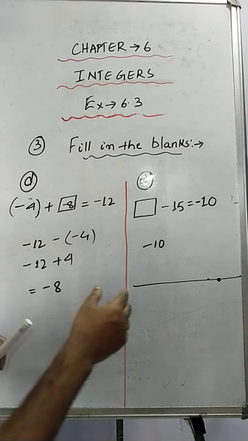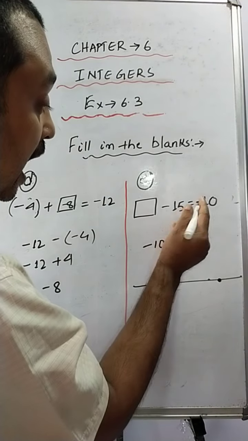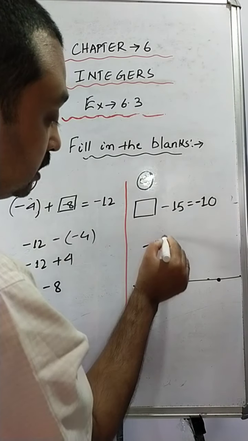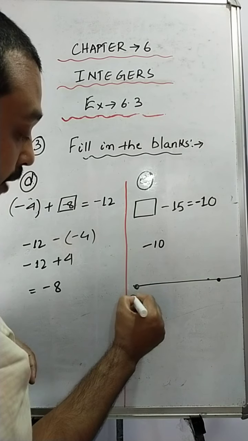Fine. So for that, to know this number where you were standing, what you have to do? You have to add plus 15 to it. That means you are standing at minus 15. We'll go reverse actually.